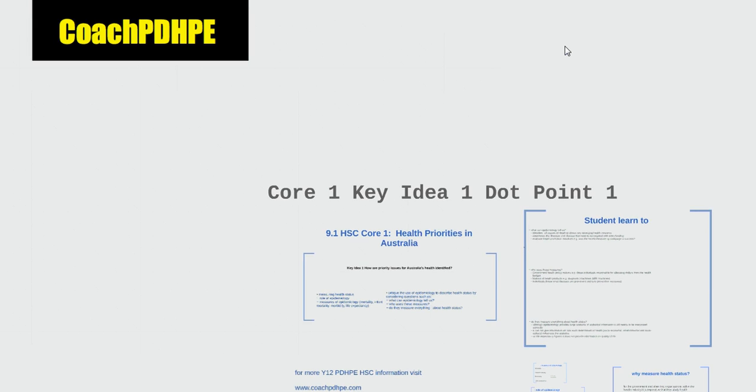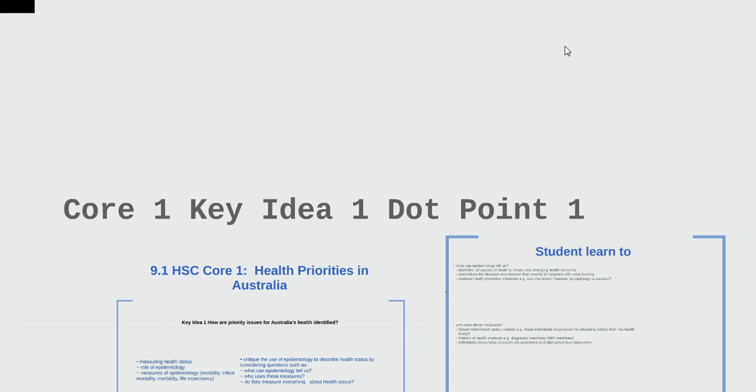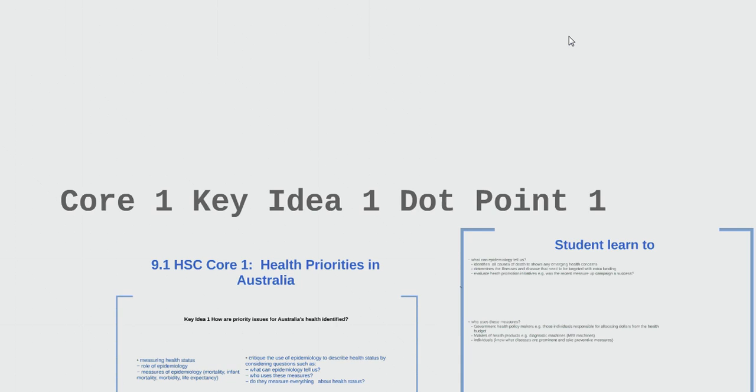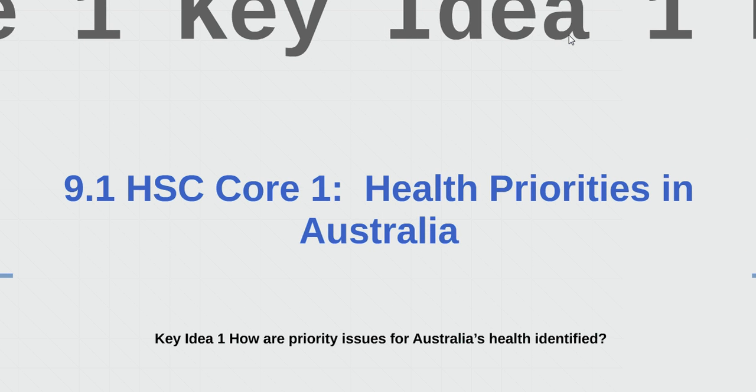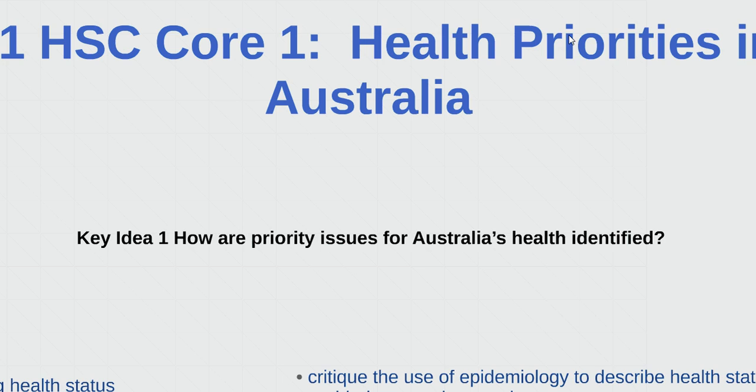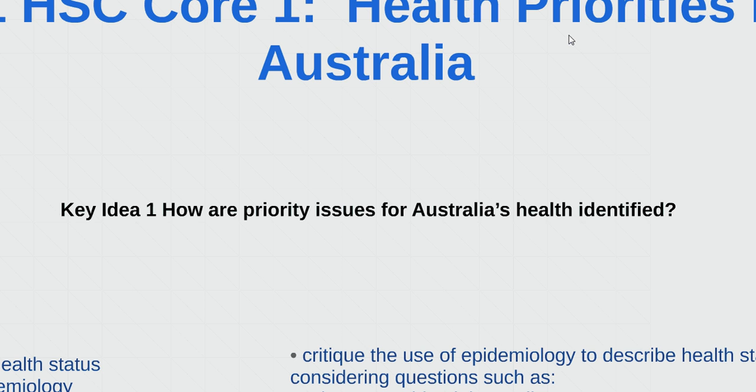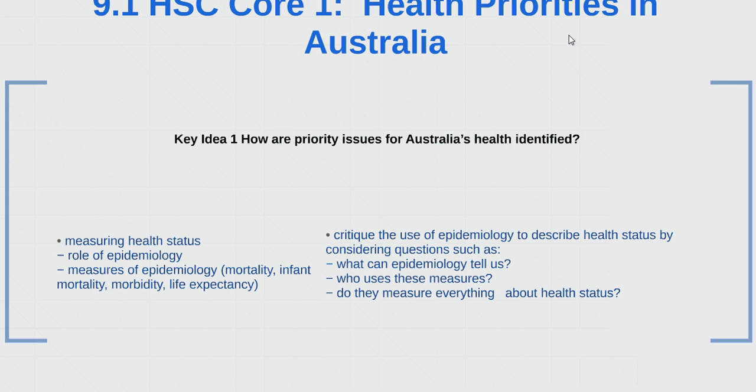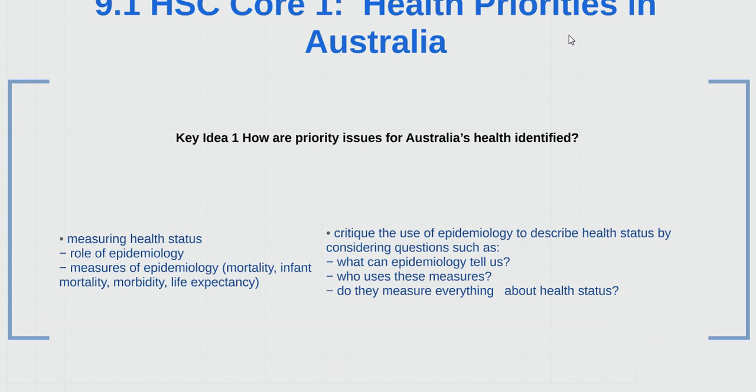This is Coach PDHPE. We're up to Core 1, Key Idea 1.1. The name of the core is Health Priorities in Australia, and we're starting off with the first key idea: how are priority issues for Australia's health identified? Here is the first part of the syllabus.